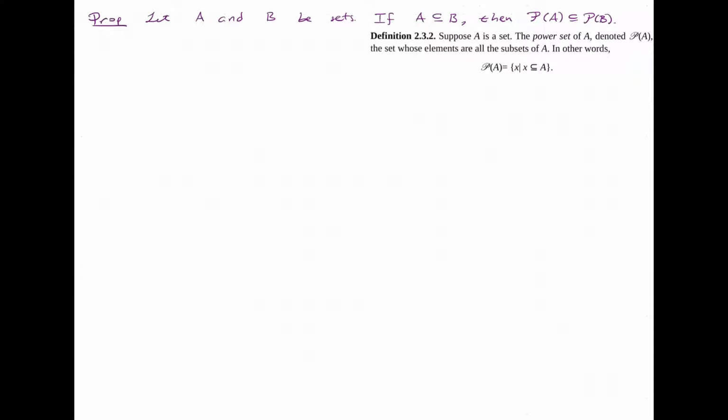So for our first statement we're going to prove, we're going to consider the following proposition. Let A and B be sets. If A is a subset of B, we want to show that the power set of A is a subset of the power set of B. Now, how do we go about this? So what are the givens and what is the goal?